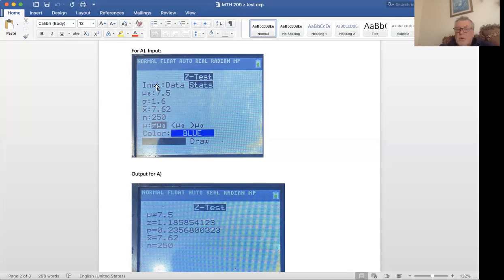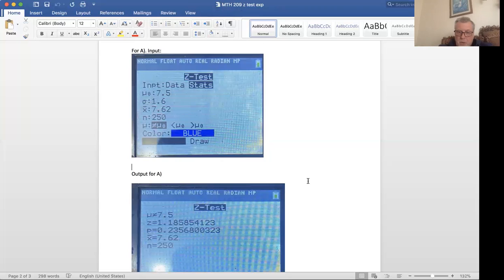Okay, so mu0 is always what's in the null hypothesis, that's 7.5. Sigma is the population standard deviation, 1.6. X bar is the sample mean, that's the mean from the sample, so that's 7.62. The sample size is 250. This part is pretty self-explanatory. This line right here, where it says mu and then colon, that sometimes confuses people. We highlight the symbol that's in the alternative hypothesis. So we have a not equal to in the alternative hypothesis. So we highlight and click enter. And then we go down to calculate and press enter.